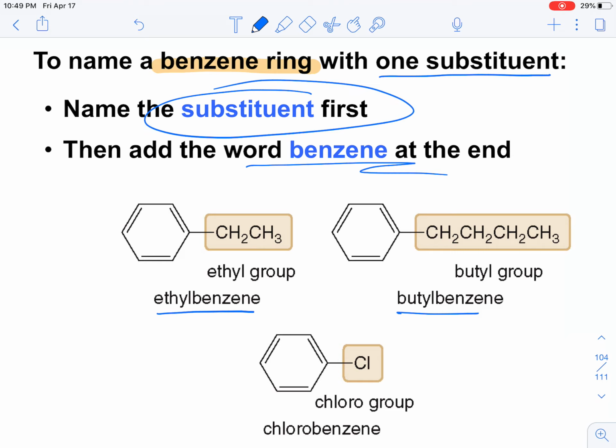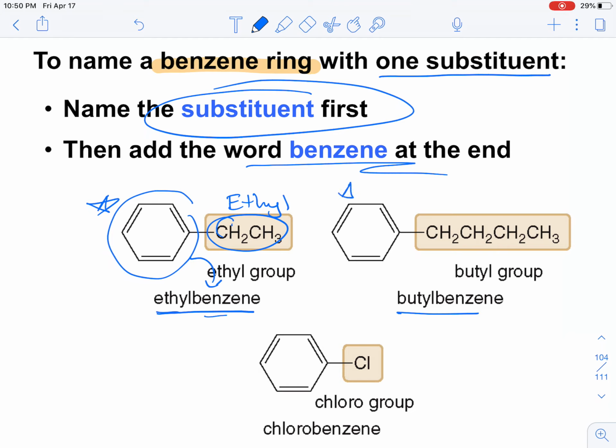So here, if I look at this example, this is my benzene ring, and a 2-carbon compound is an ethyl. So a 2-carbon substituent is an ethyl. And so when you put these two names together, it's just ethylbenzene, with no space.